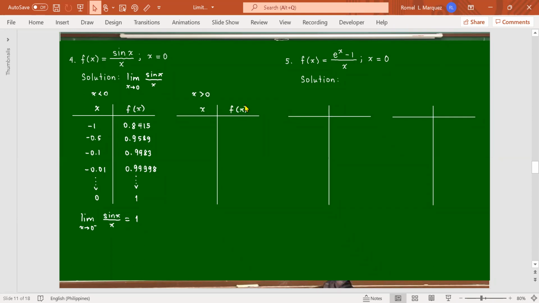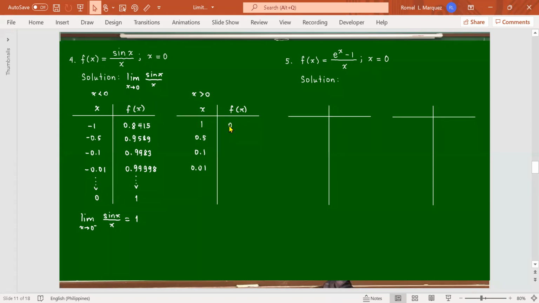So what about when x is greater than 0? Let's see how f of x will behave once we have values of x that get closer and closer to, let's say, 0, no? Okay. So assigning values, let's start with 1, 0.5, 0.1, 0.01.